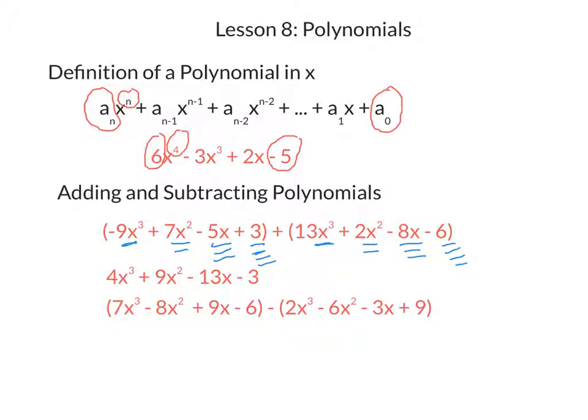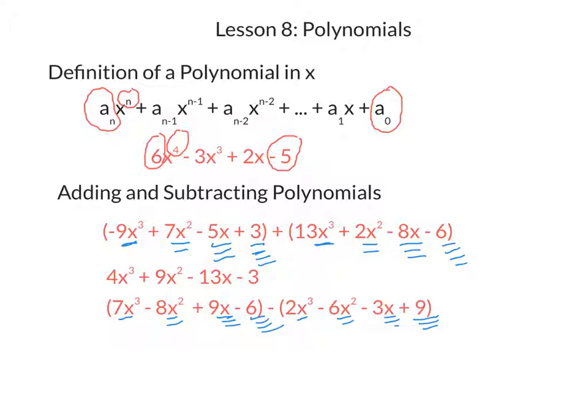Now let's look at a subtraction problem. Okay, again we're going to look for like terms. So we've got an x^3 here, an x^3 there. Then we've got an x^2 here, and an x^2 here. Then we've got an x term here, and an x term here. And lastly, we've got a constant term, minus 6 here, and a constant term plus 9 here.